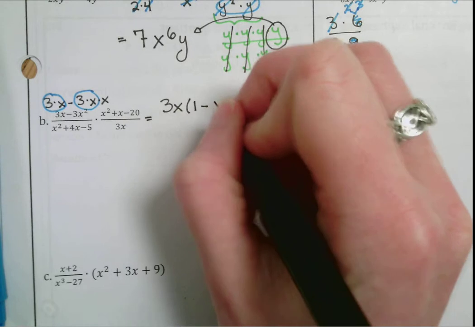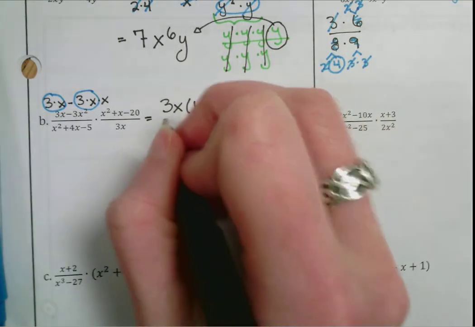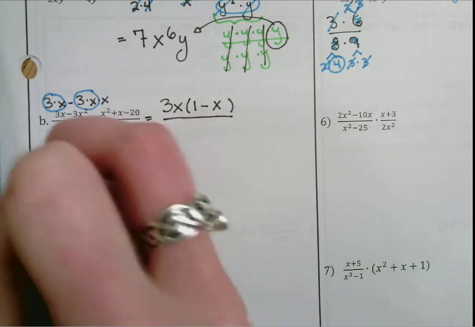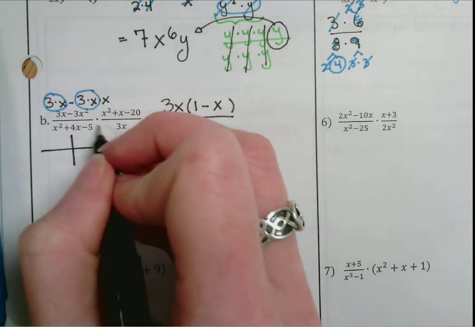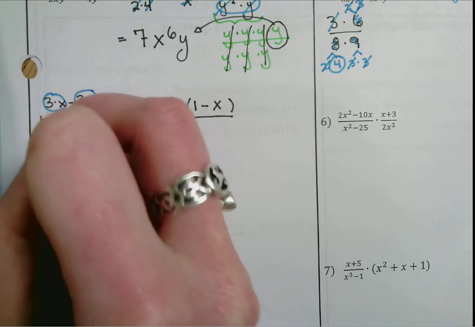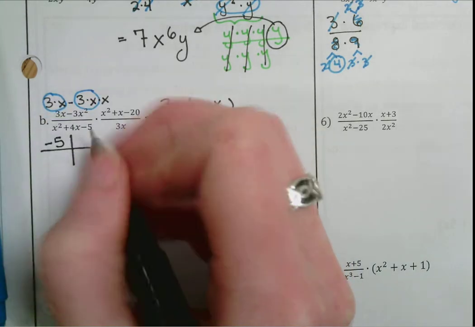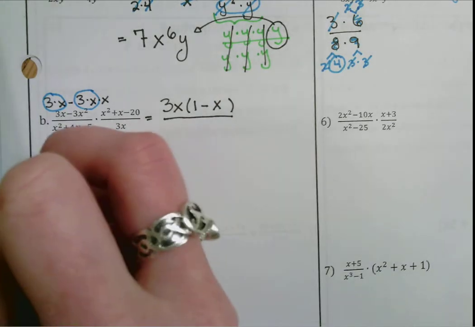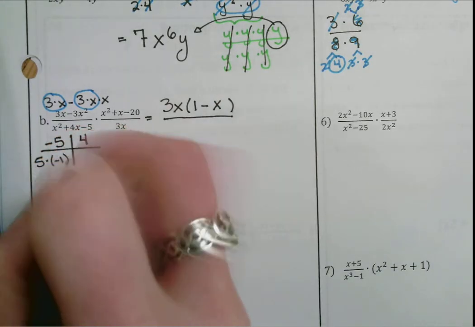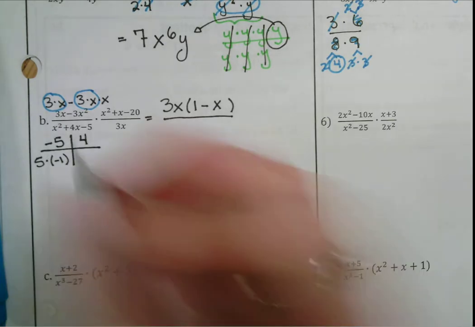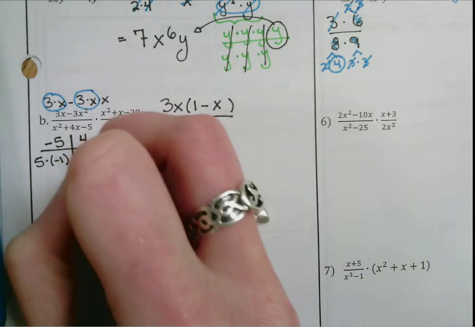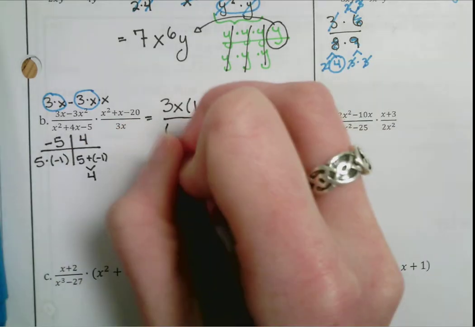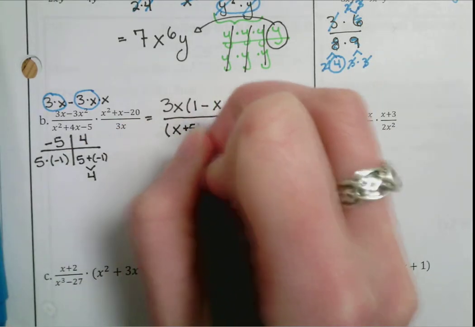So I've dealt with my numerator, I'm going to deal with my denominator now. For this one, we need to factor with a t-chart. So I'm going to say, okay, what multiplies to this last term, -5, but adds to this middle term, 4? Well, 5 times -1 gives me a -5, but also, a 5 plus a -1 gives me 4. So my factors in this case are going to be an x plus 5 and an x minus 1.